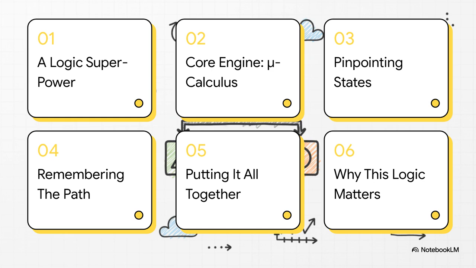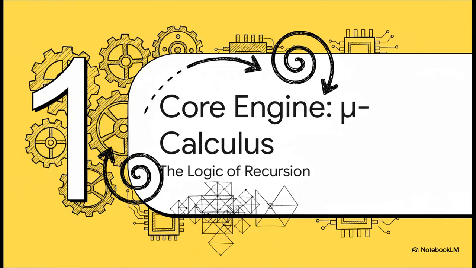So here's our game plan. We're going to deconstruct this thing. First, we'll look at its core engine, the mu calculus. Then, we'll see how to add the ability to pinpoint specific moments in time using something called nominals. After that, we'll give our logic a memory, making it history-dependent. And then finally, we'll put all those pieces back together and talk about why any of this actually matters in the real world.